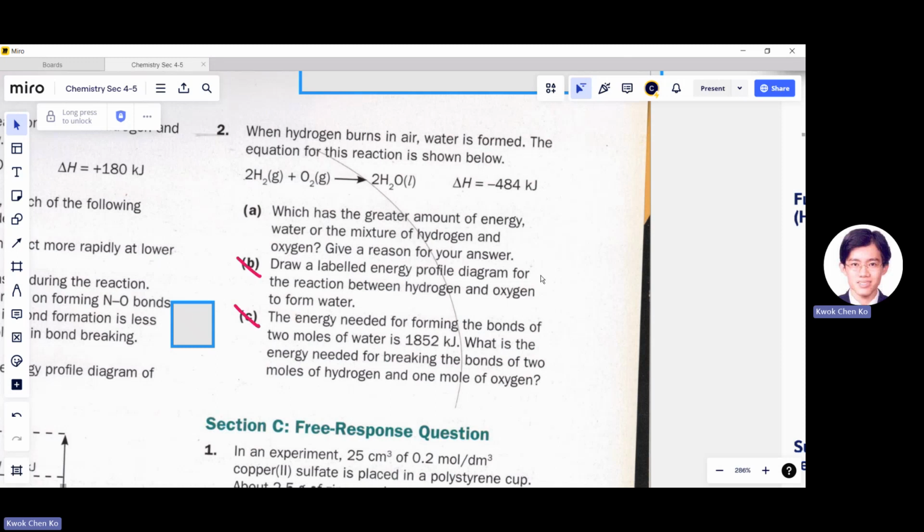Is exothermic reaction. Heat energy, yeah, go on. Actually, it is released, right, to the surrounding.